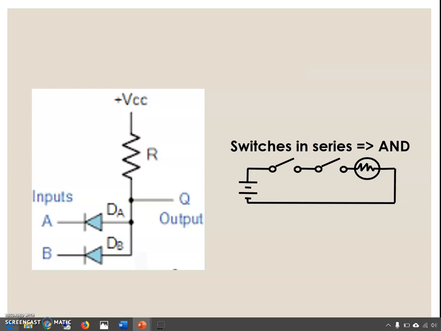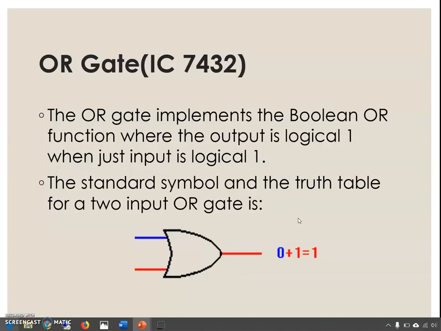The AND gate can also be explained well with the help of switches in series. As you can see in the circuit, if both the switches are on, only then is your bulb going to glow. If any one switch is open, your bulb is not going to glow, and the same applies if both the switches are open. So next we have the OR gate.